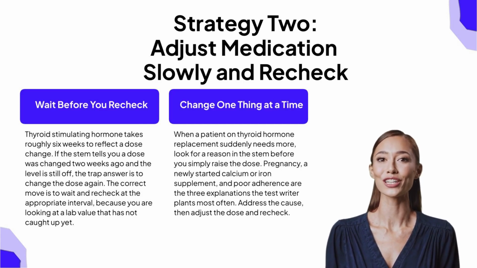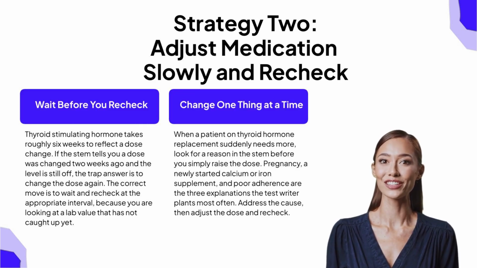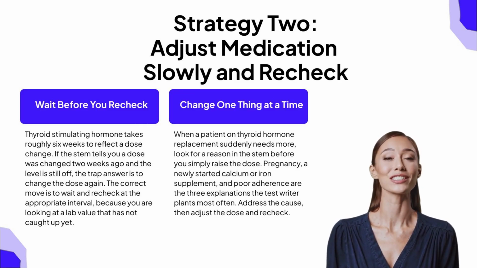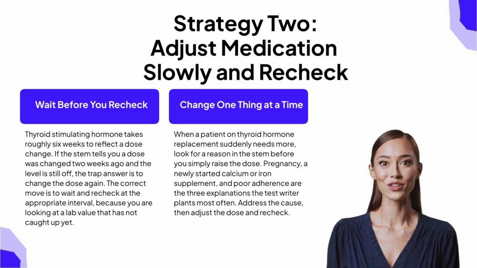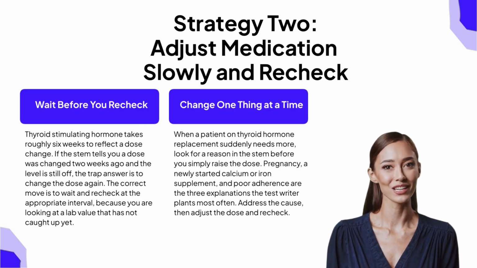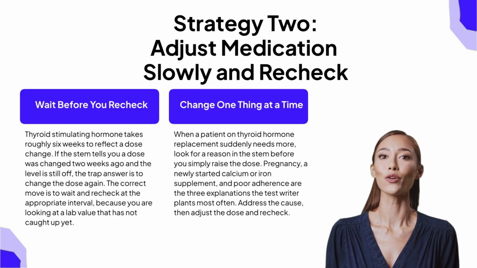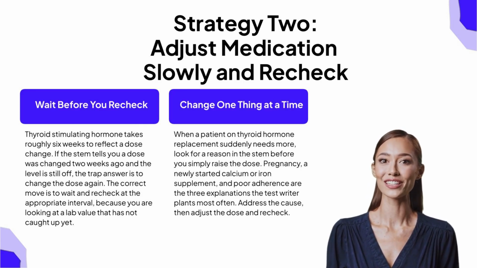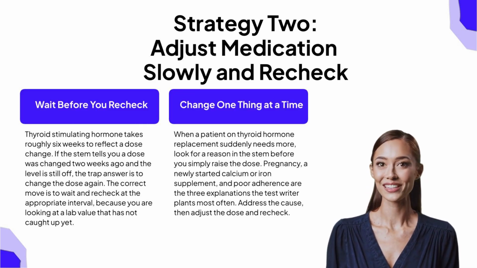Rule 2, change one thing at a time and look for a reason first. When a stable patient suddenly needs a higher dose, the test writer has planted an explanation. Pregnancy is the classic, raising the requirement early. A new calcium or iron supplement is another, because they bind the pill in the gut and block absorption. And poor adherence hides in plain sight. Find the cause, address it, adjust the dose, then recheck at 6 weeks. That sequence is the answer.